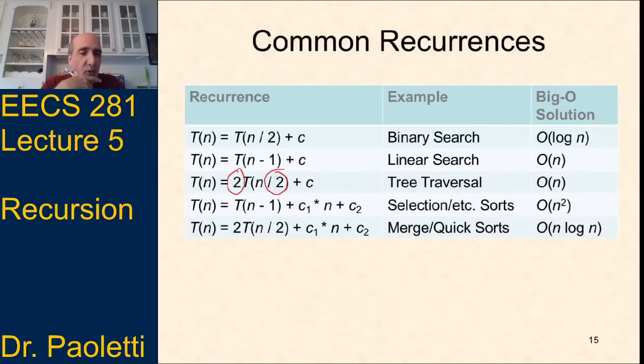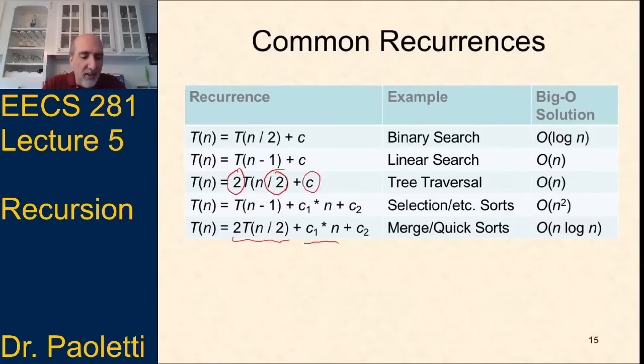Merge sort and quick sort, which I believe you talked about merge sort in 280. So merge sort, we've got to recurse into both halves. So this part is similar to a tree search, but instead of a constant amount of work outside of the recursion, we've got a linear amount of work outside the recursion. And if we solve that one, we get n log n.